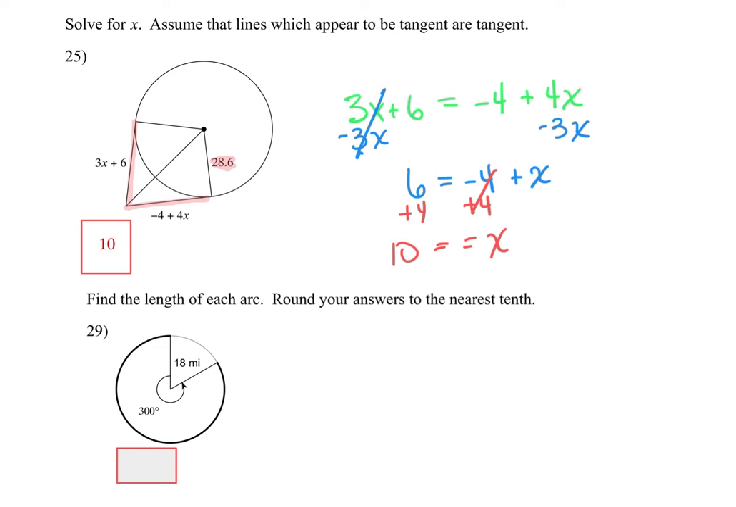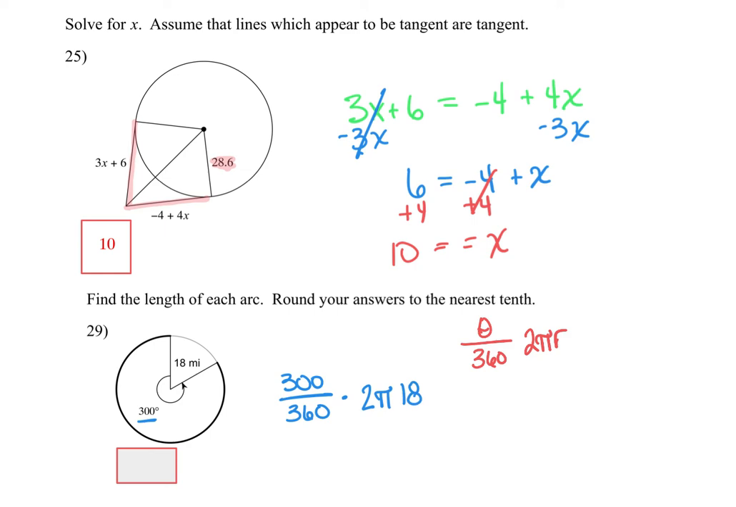So remember, for arc length, you have to have your radius and you have to have your degree. For arc length, you're going to use your circumference formula and then what part of the circle you have. So remember, it is your angle measure over 360 times 2 pi r. That is your formula here for arc length, all right? So my angle measure is 300. That is out of 360 times 2 pi, and my radius is 18 miles.